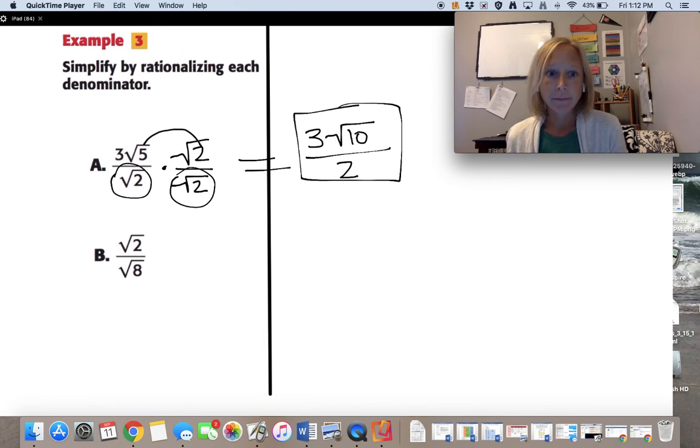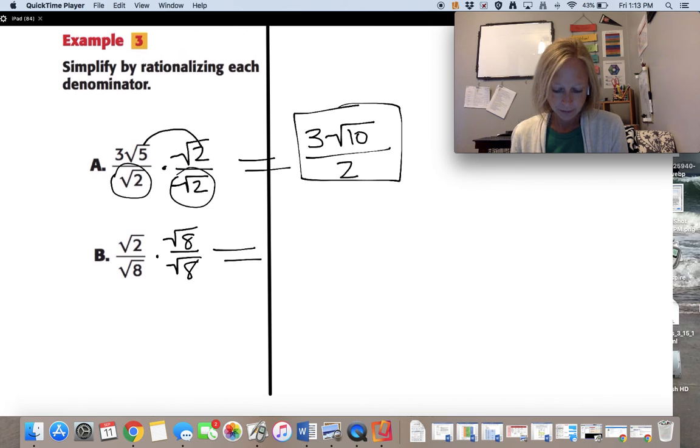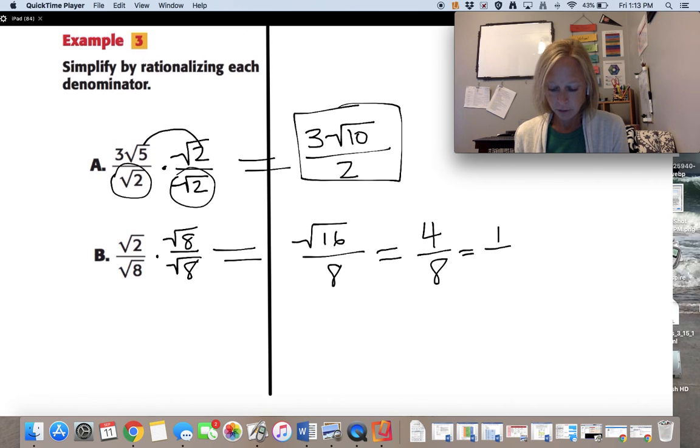Let's do one more. This time we have the square root of 8 in our denominator. So we need to multiply both the top and the bottom of our fraction by the square root of 8. Square root of 2 times the square root of 8 is the square root of 16. Square root of 8 times the square root of 8 is 8. Again, simplify if you can. Do we know the square root of 16? Absolutely. And we can reduce our fraction down to 1/2.